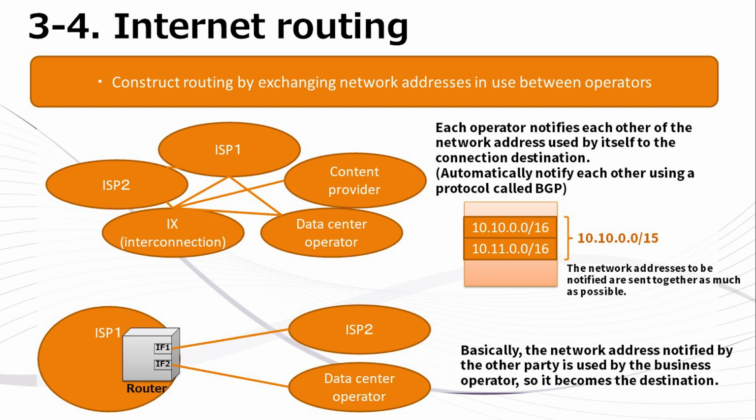When notifying the other party, if the route can be summarized, it will be notified as large as possible. By doing this, we are trying to reduce the number of routes that are held by each other as much as possible.